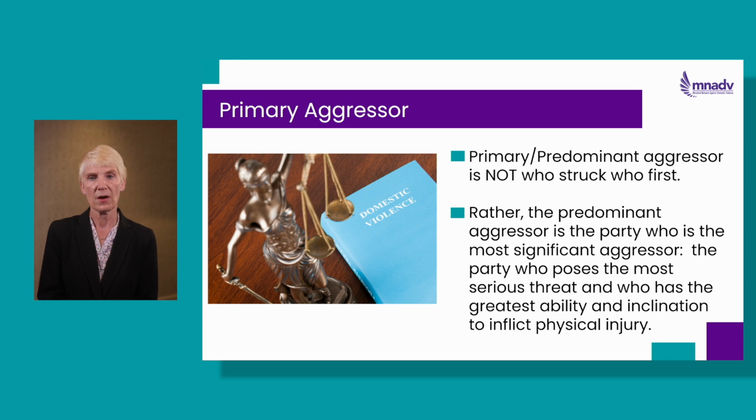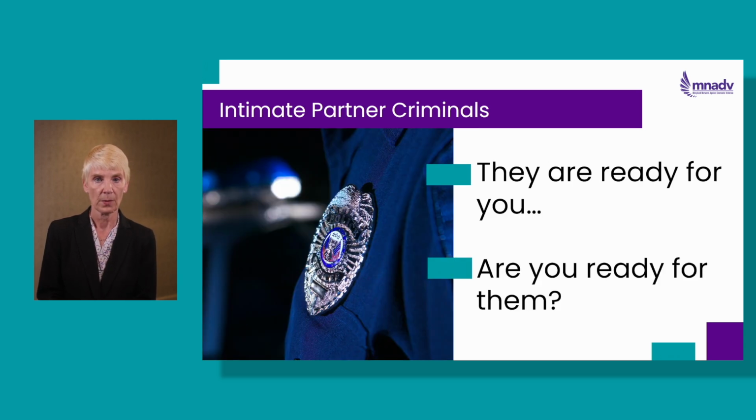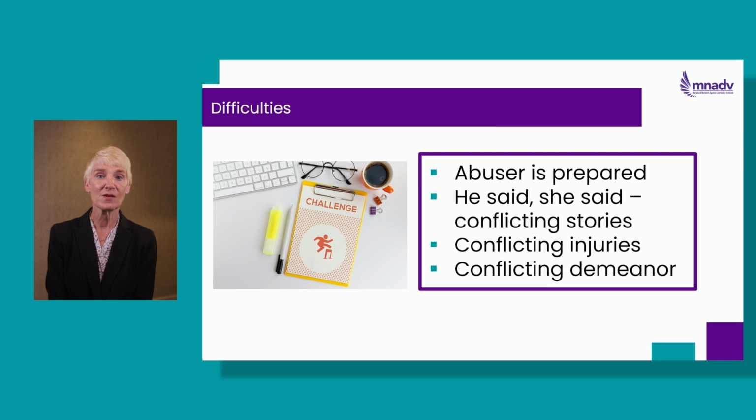Although the term primary aggressor may imply two aggressors, in many or most situations, the violence is being used solely by one person. Oftentimes, the other party is reacting to the violence used against them or acting in self-defense. So we have to be prepared and we have to be ready for these situations. However, it's difficult because our abuser is prepared. It's going to be a he said, she said, and there's conflicting stories. We may often have conflicting injuries, and we can even have conflicting demeanor.